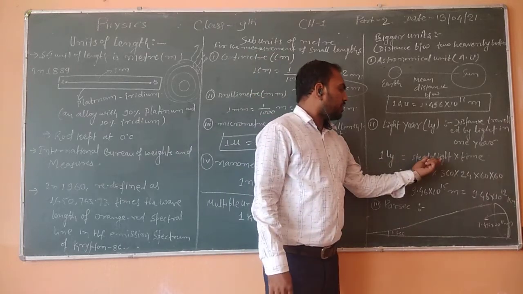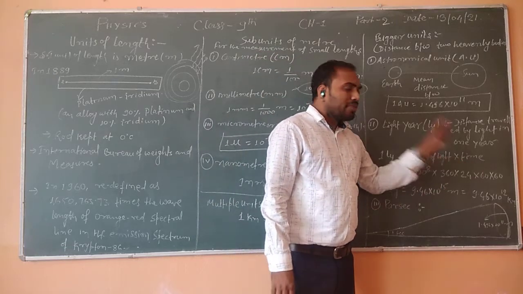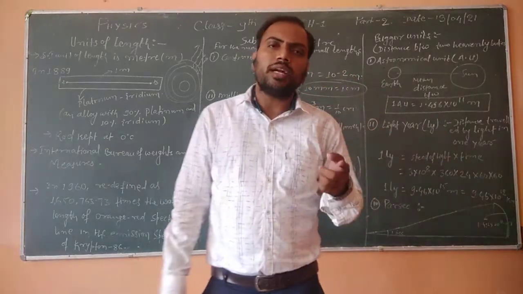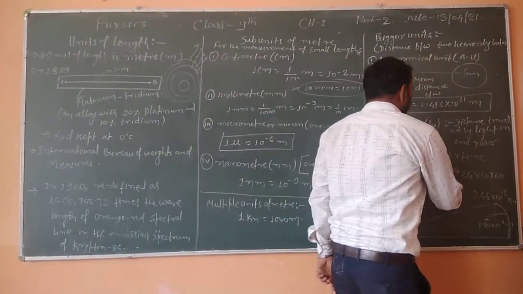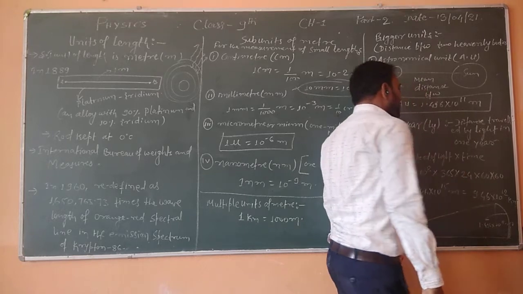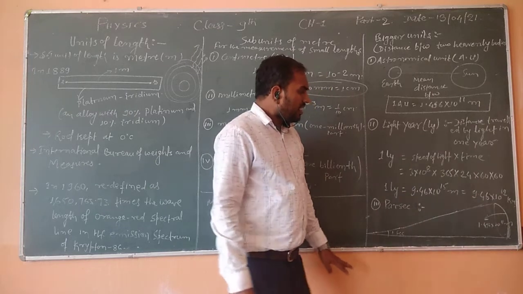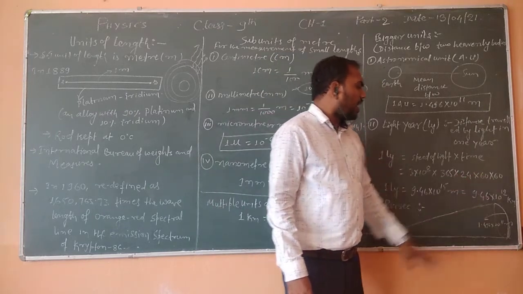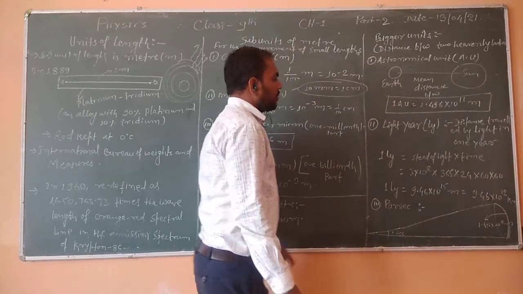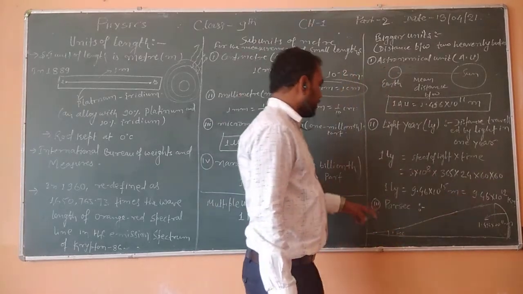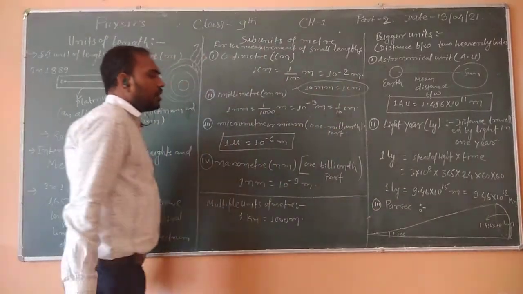1 light year is equal to the speed of light, which is 3 into 10 to the power 8, into the time in 1 year. How will we calculate the time in 1 year? We know that there are 365 days in a year, 24 hours in a day, and 60 minutes and 60 seconds. We simply multiply this and we get 1 light year equal to 9.46 into 10 to the power 15 meter.